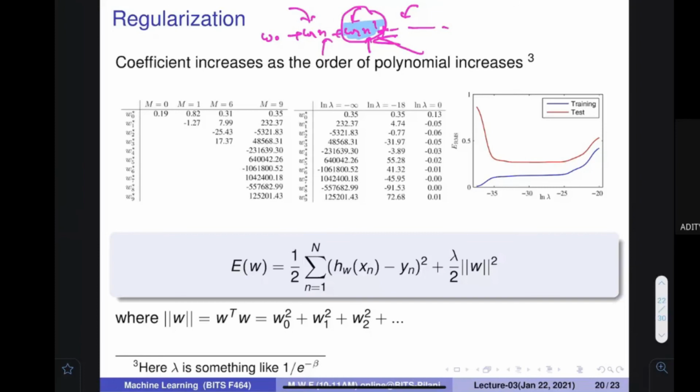This particular table shows that when m is equal to 0, the constant is this. When m is equal to 1, the constant is this. When m is equal to 6, the constant is this. When m is equal to 9, you can see that many of the constants have very large values, and this is not a good thing for the model. And when we say that the model constants should not have large values, then it is called regularization.